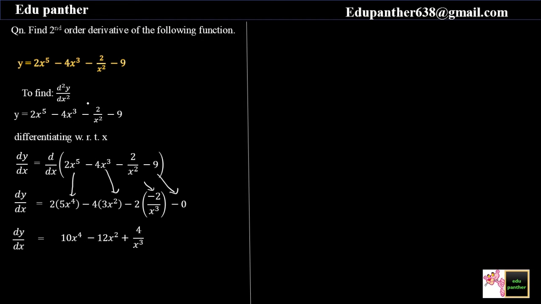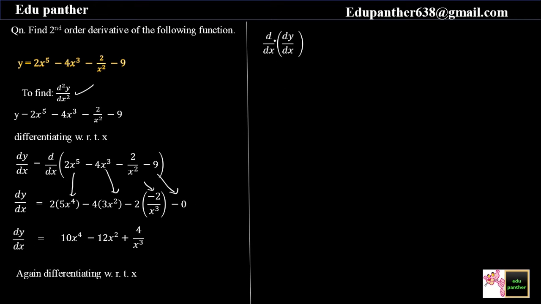But what do we have to find here? The second order derivative, or d square y by dx square. So again we will differentiate this function with respect to x. Again we are differentiating with respect to x. That means we have to take the derivative of the left hand side as well as the derivative of the right hand side.